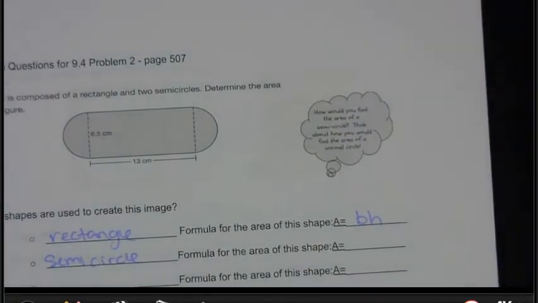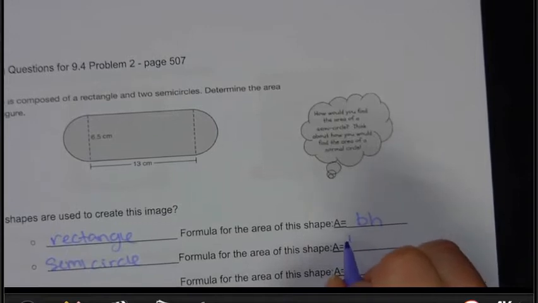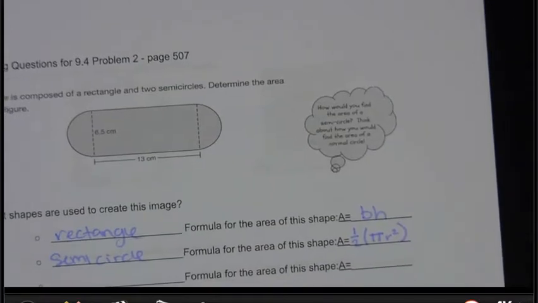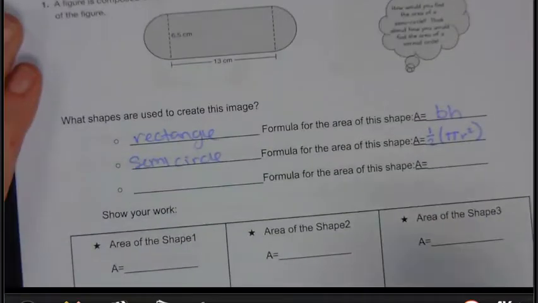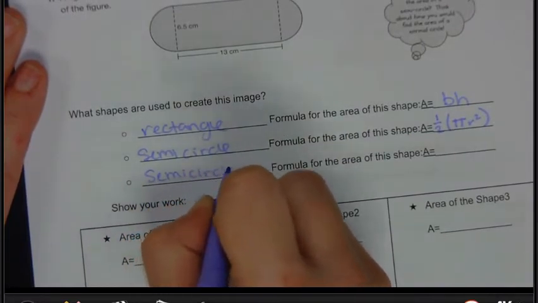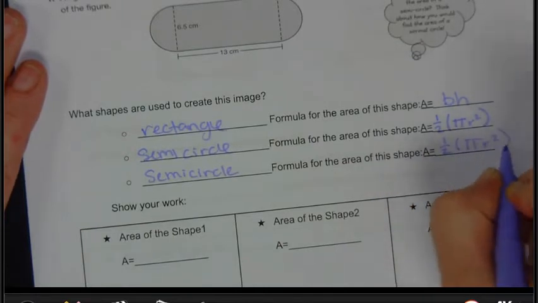Well, a semicircle is a circle that is cut directly in half. So in order to find that, I'm going to take my equation and multiply it by 1/2. I'm going to have pi r squared times 1/2. And I see that I also have another semicircle on the other side, and I'll do the same thing: 1/2 pi r squared.